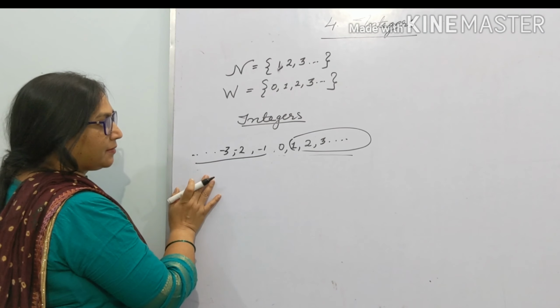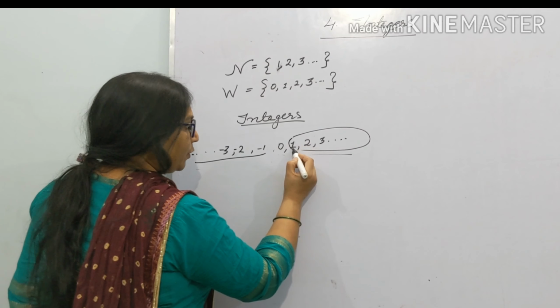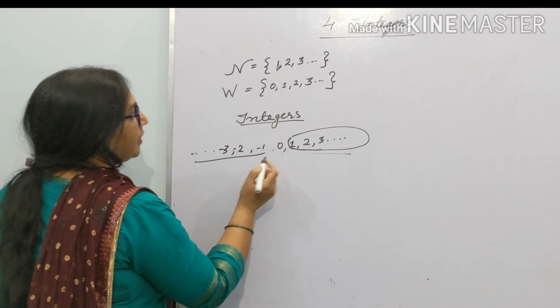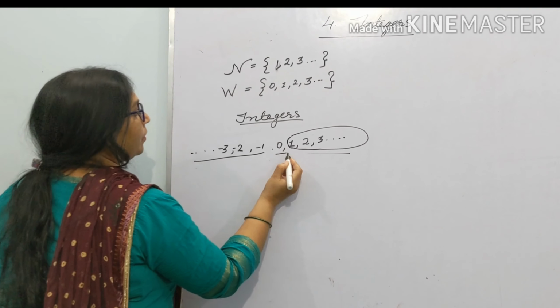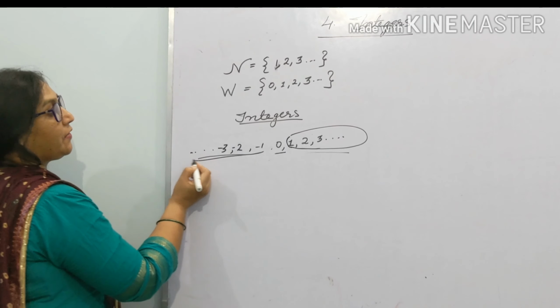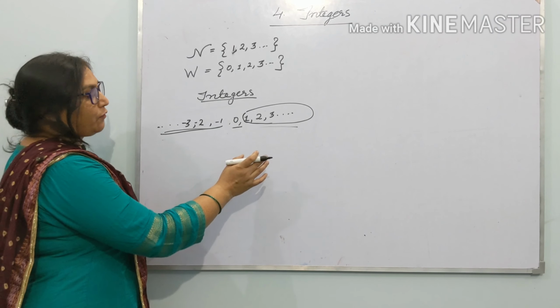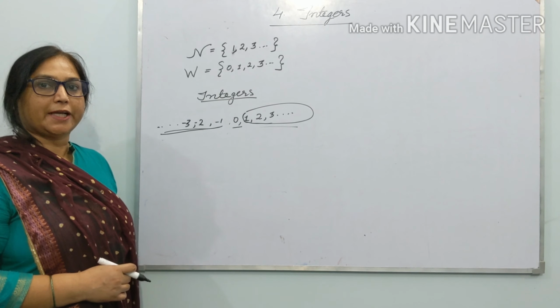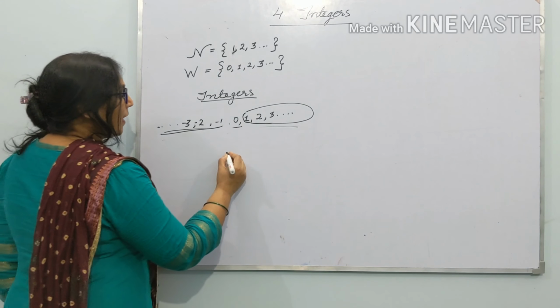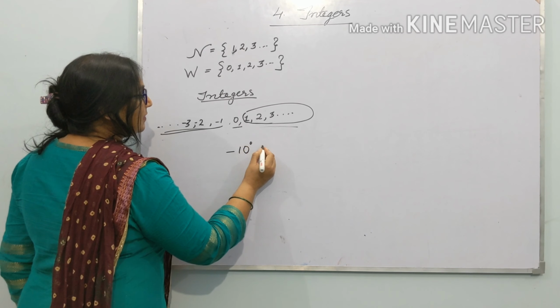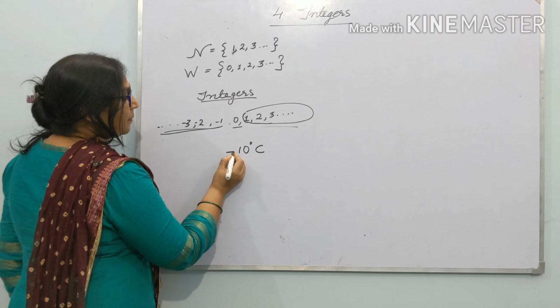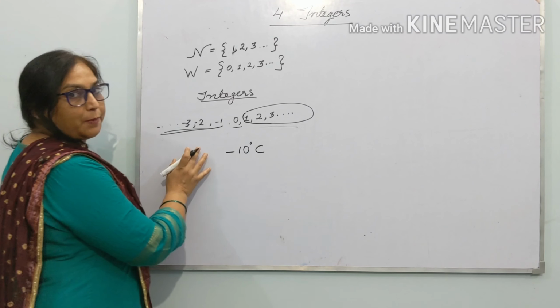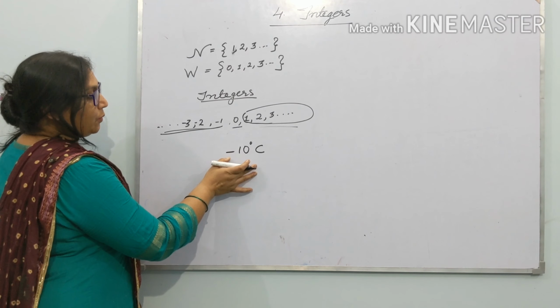Now the question arises. These numbers we know. We use them for counting. We can explain the use of 0 too. Then what is the need for negative numbers? The most basic example is temperature. To represent temperature below 0, we use negative numbers. For example, minus 10 degrees Celsius. Here negative numbers indicate a temperature below 0.